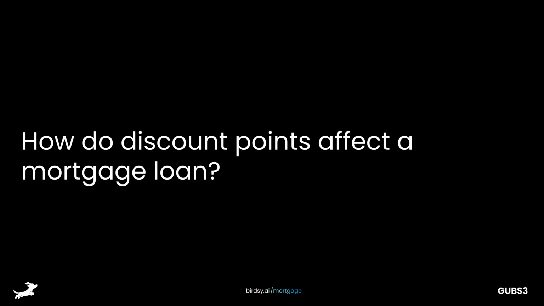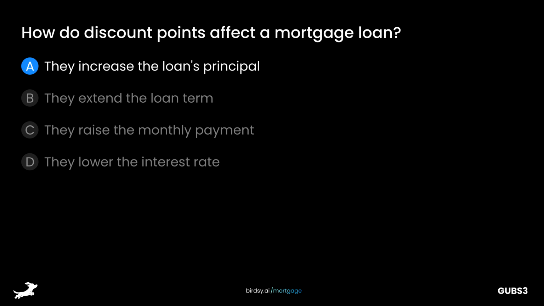How do discount points affect a mortgage loan? Is it A, they increase the loan's principal? B, they extend the loan term? C, they raise the monthly payment? Or D, they lower the interest rate?